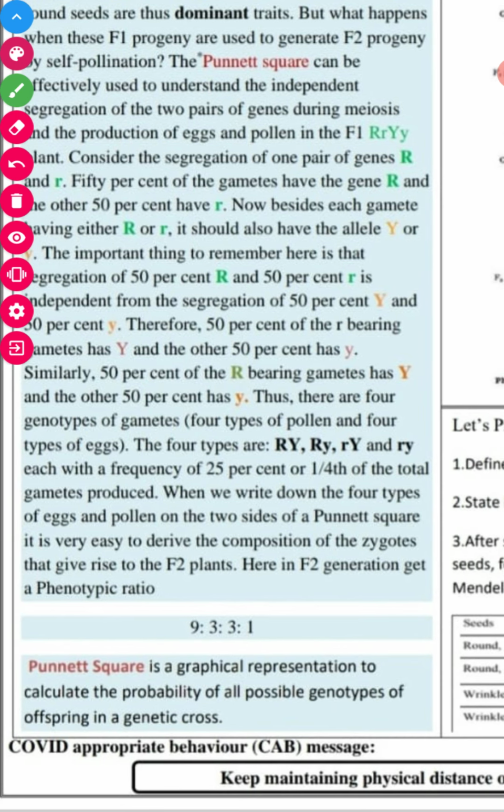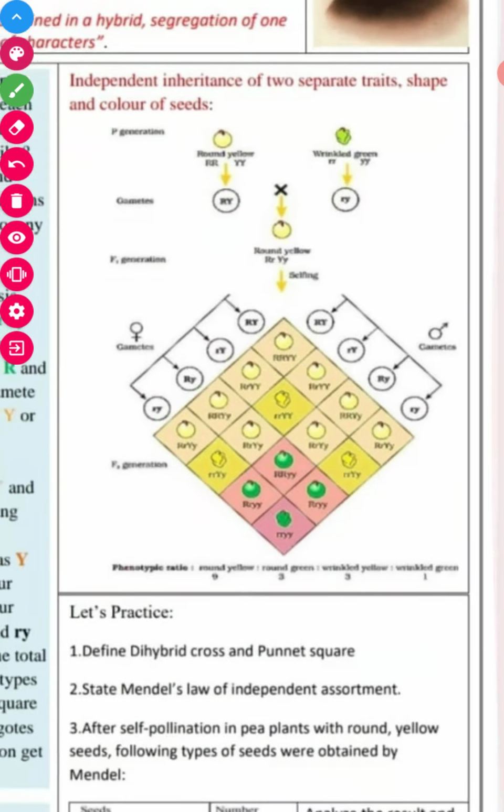Now we have this Punnett square. What is this Punnett square? A graphical representation. The Punnett square is a graphical representation to calculate the probability of all possible genotypes of the offspring in a genetic cross. All types of crosses or genetic outcomes can be easily studied with the help of this Punnett square. It's a very systematic graphical representation of all genotypes, all possible outcomes. So let's study this.